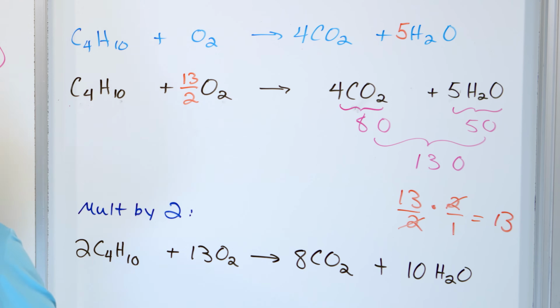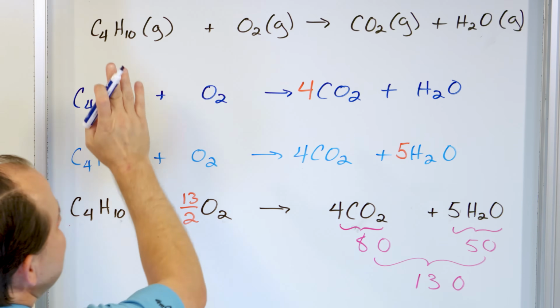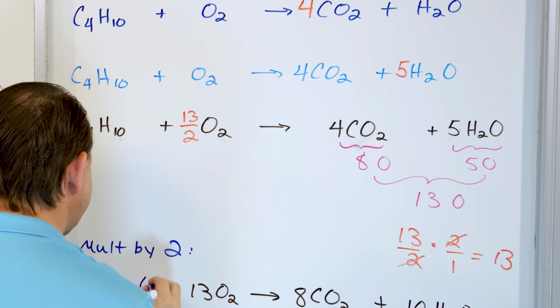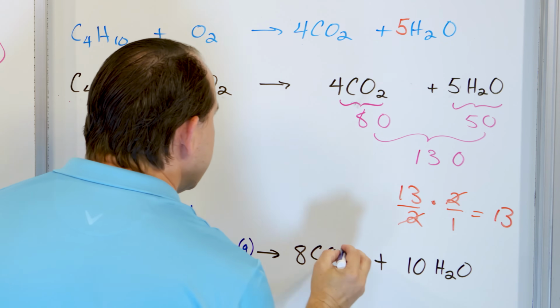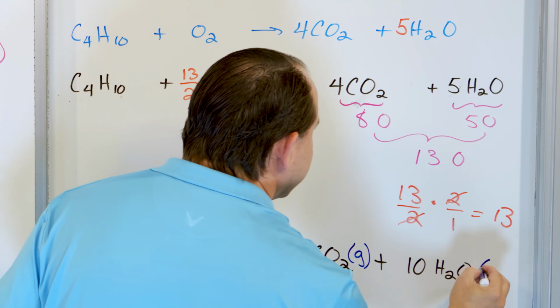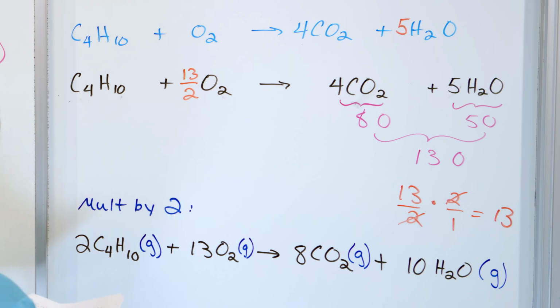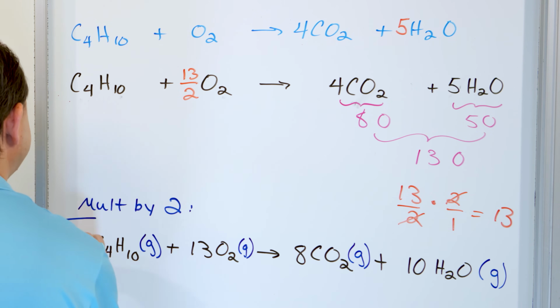And then I said I would try to remember to add the states. Gas, gas, gas, gas, so this would be gas. This would be gas. I never leave enough room. This would be gas, and this will be gas. And let me check my answer. So I check my answer. 2 C4H10, 13 O2s, 8 CO2s, and 10 H2Os. Now we're claiming that this is balanced.